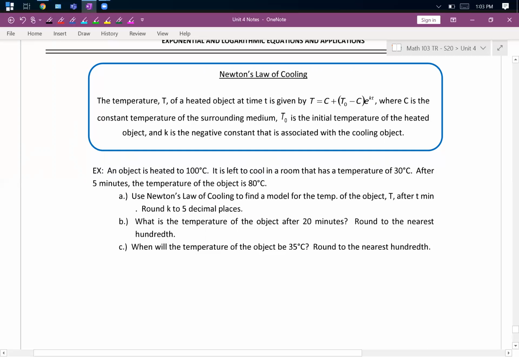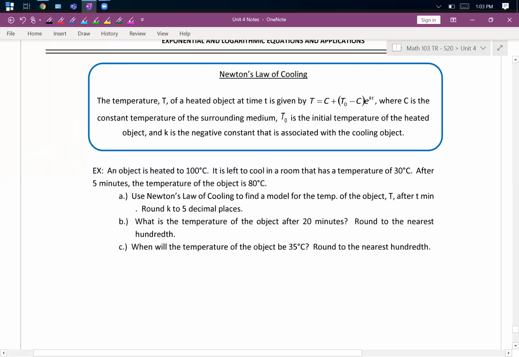T sub 0 is our initial temperature, so that's the hot cookie tray coming out of the oven. T is how hot it is after 5 minutes, 10 minutes, 20 minutes. C is the constant temperature of the surrounding medium. So if my kitchen's 70 degrees, that's the C value.